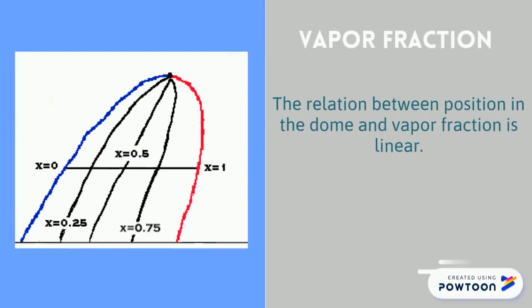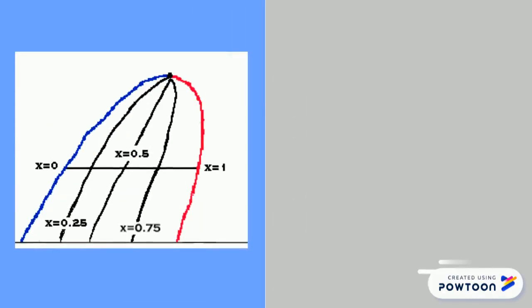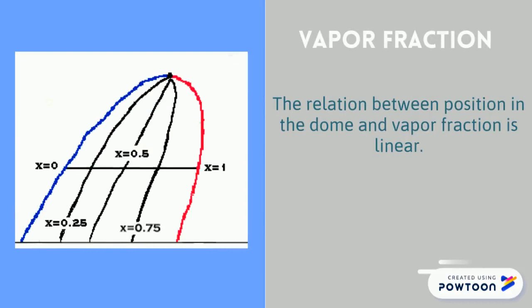We can draw a line between all points that have the same vapor fraction to give a constant x line. Note that the saturated vapor line is a constant x line with x equal to 1, and the saturated liquid line is a constant x line with x equal to 0.